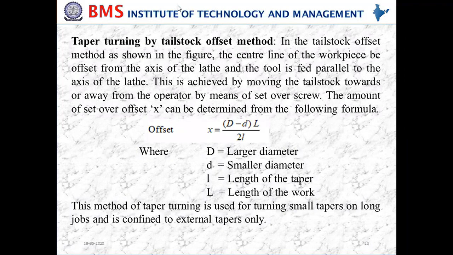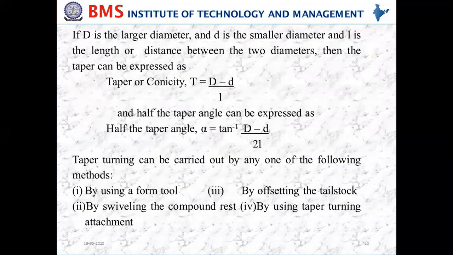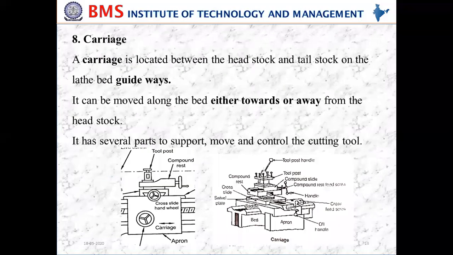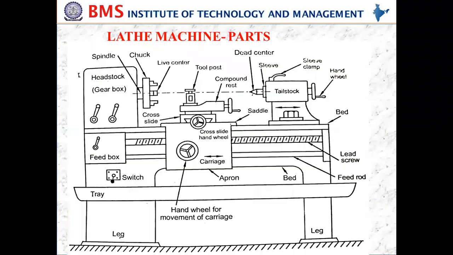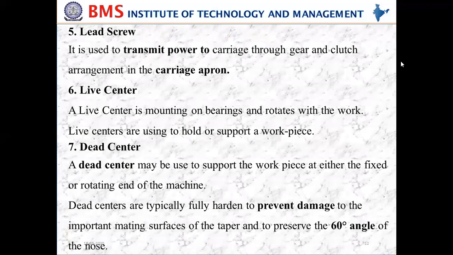Next is taper turning by the tailstock offset method. In the tailstock offset method, as shown in the figure, the center line of the workpiece is offset from the axis of the lathe. Look at the lathe machine. Here the tailstock is offset from the guideways. We can see this in the videos.